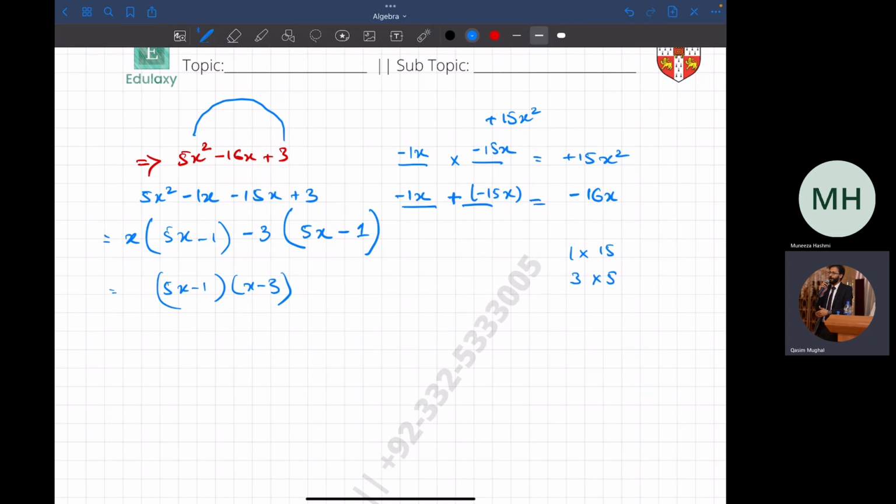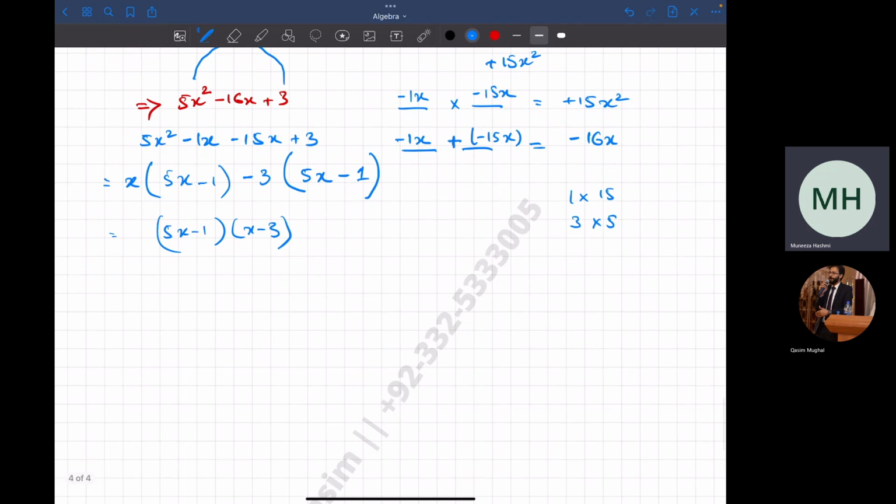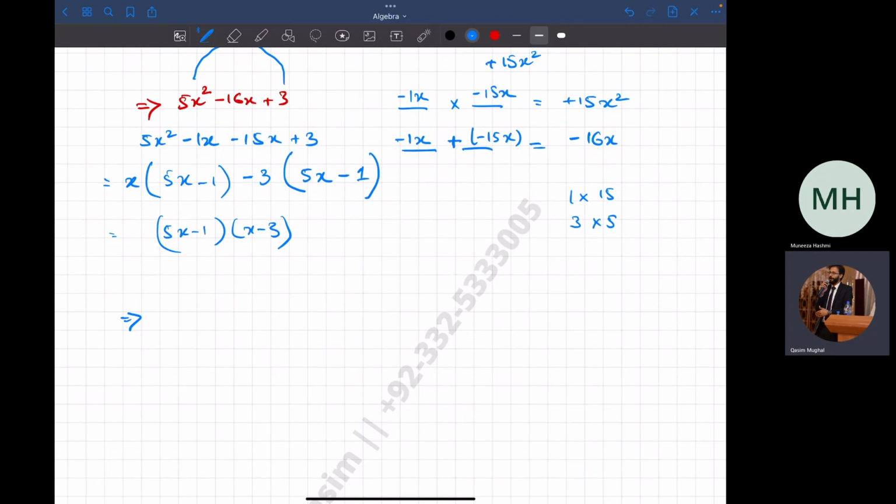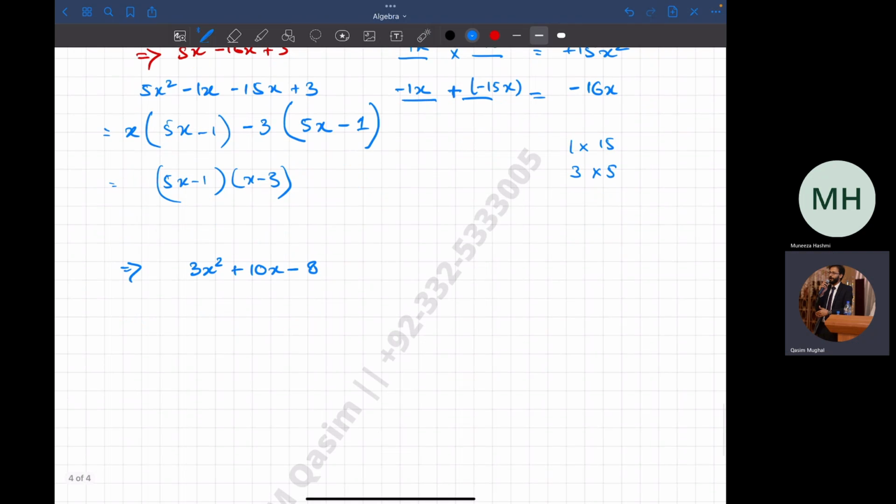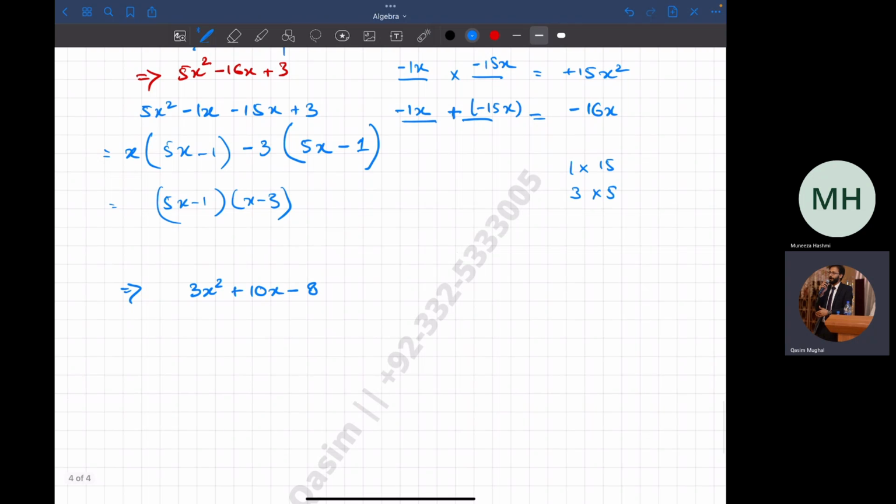So I've done the factorization. Should I give you one more question? Sure, sir. Okay, 3x squared plus 10x minus 8. Instead of you doing it, you can tell me what to do.